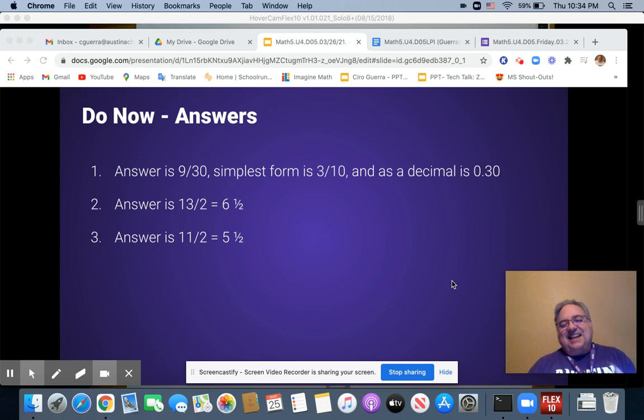Welcome back, scholars. The answers to those do now questions are right up on the slide here. As you can see, the answer to the first one, 9 divided by 30, in fraction form is 9 over 30. But that's not in its simplest form. What can we do to find the simplest form?